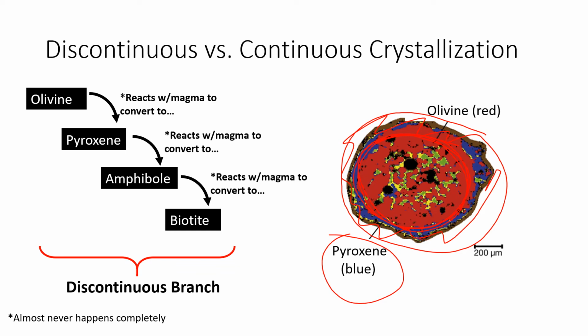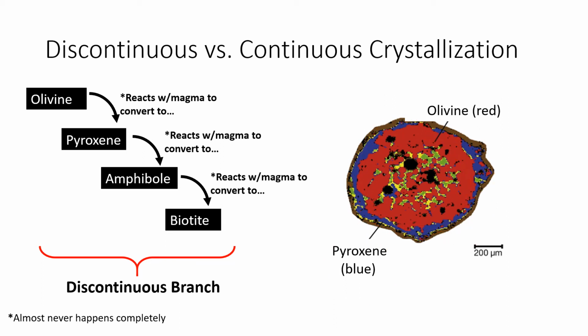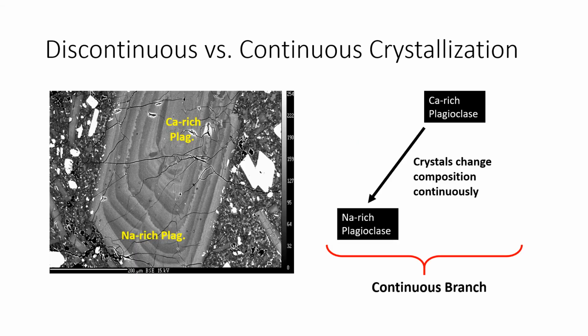So again, the discontinuous branch tells us that certain common ferromag silicate minerals, olivine, pyroxene, amphibole, and biotite, will crystallize in a stepwise way as the temperature is reduced, and also that higher temperature minerals will begin to convert themselves into lower temperature minerals as this process proceeds. Well, let's move on to the continuous branch.